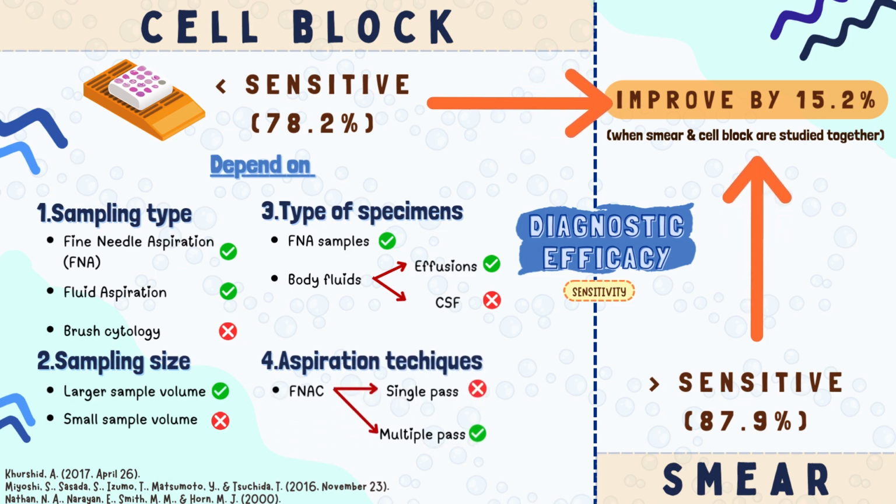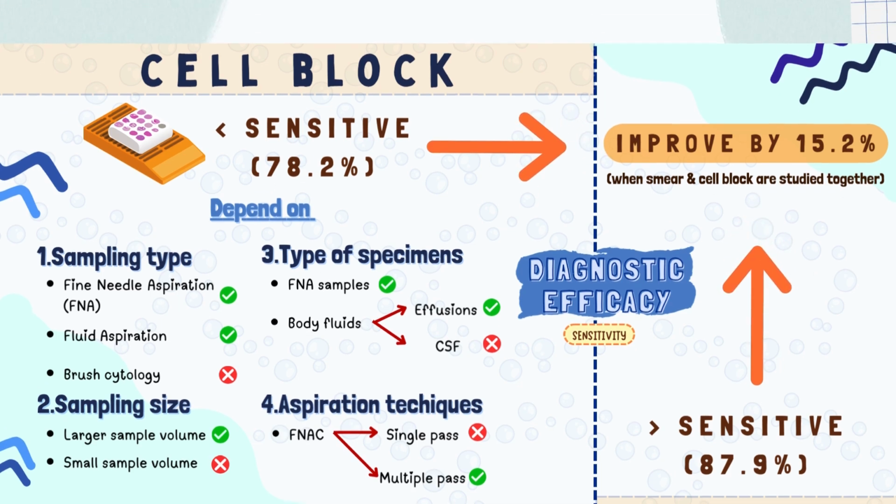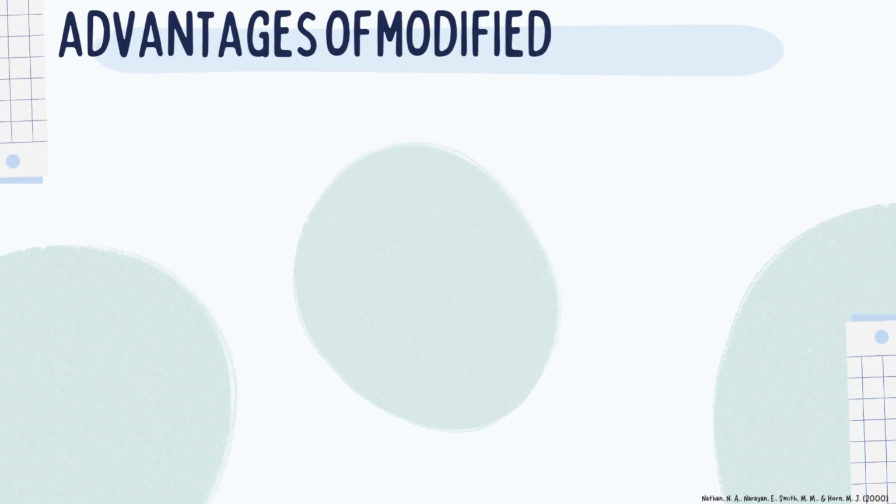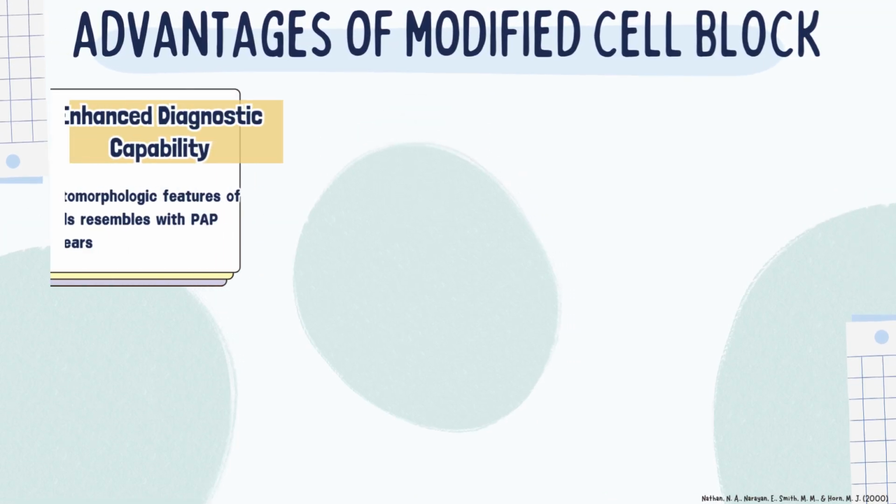Lastly is aspiration technique. Multiple passes during aspiration significantly improve the number of cells collected, leading to higher sensitivity. In contrast, a single-pass aspiration may not retrieve a sufficient number of cells, increasing the risk of non-diagnostic or false negative results.